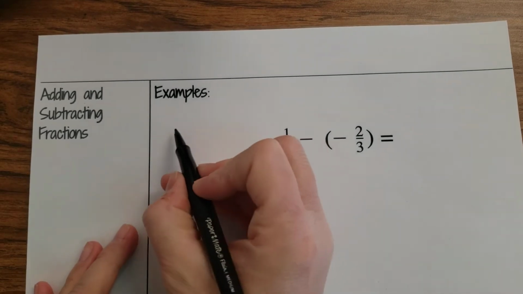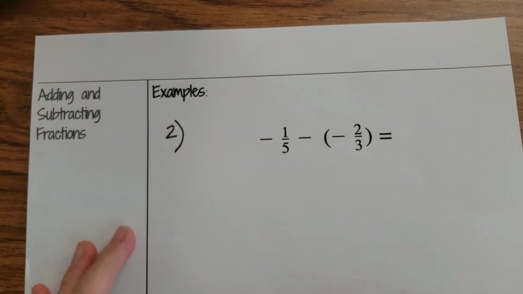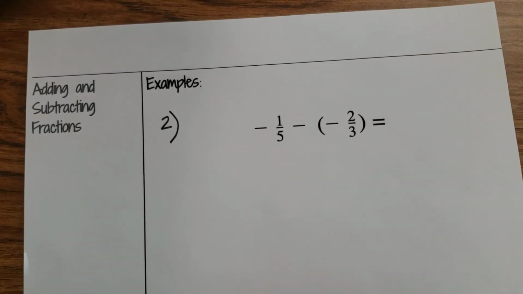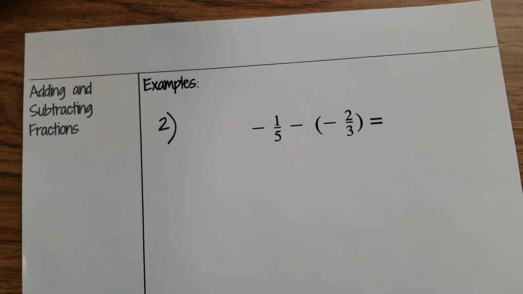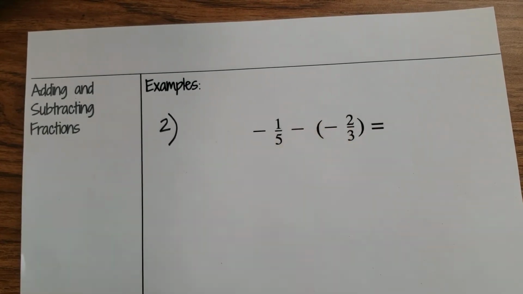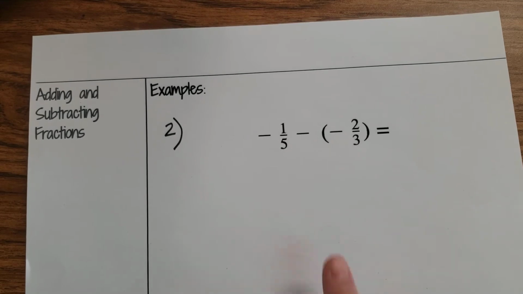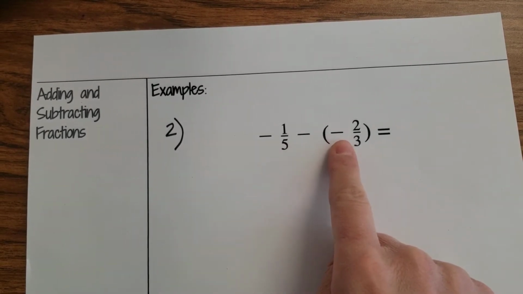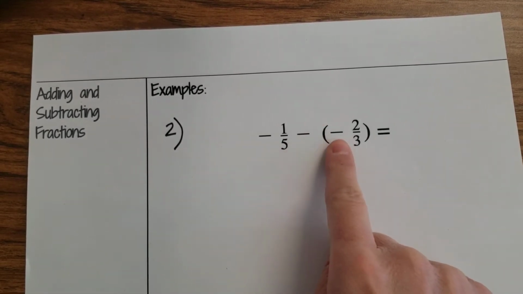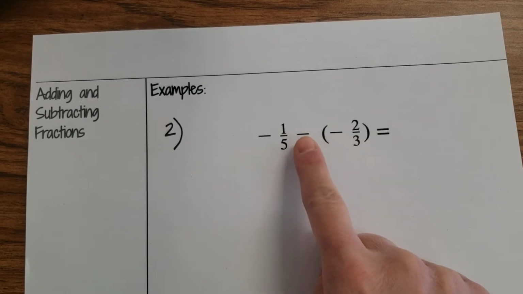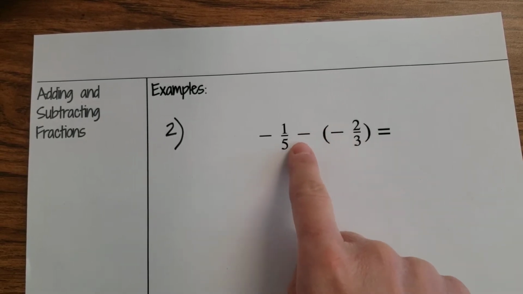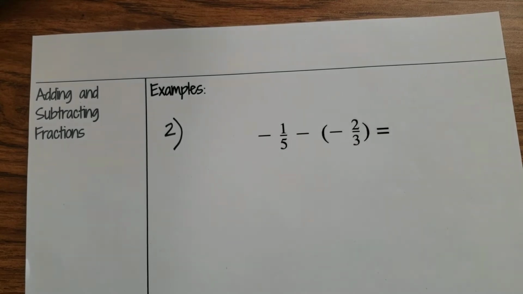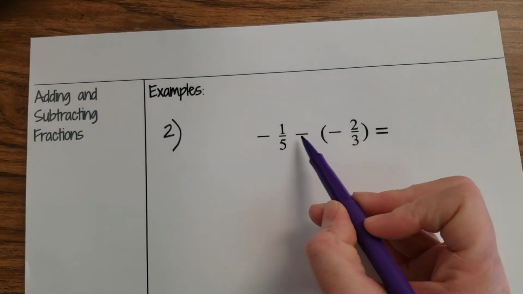All right, next one. Go ahead and write down number 2 in your notes. And this is the problem I'd like you to copy. Negative 1/5 minus negative 2/3. Now, what do we know about subtracting a negative? Remember, this is take away a negative. So when we take away a negative, we literally just take away that negative and it becomes positive, doesn't it? Minus a negative, that's plus.